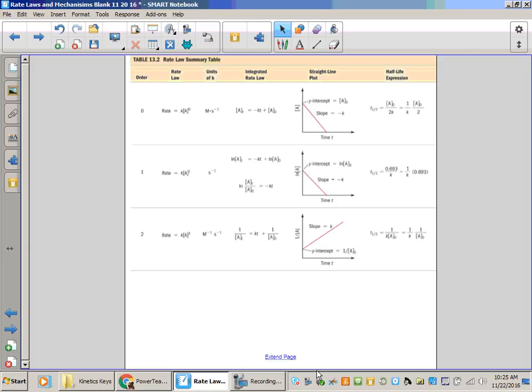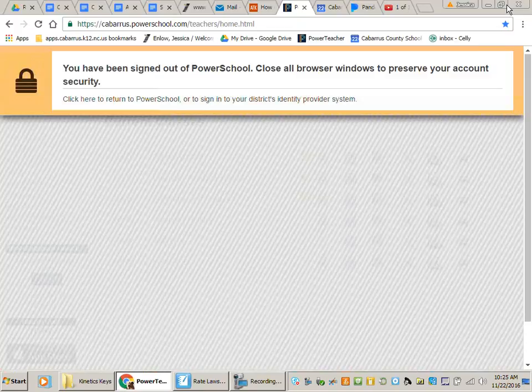My computer is frozen. My computer is frozen.